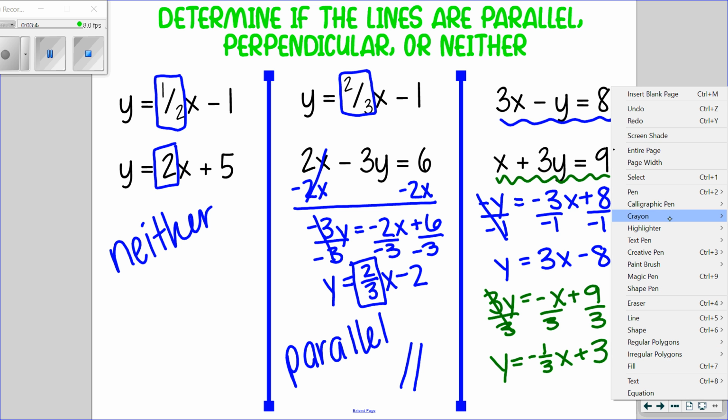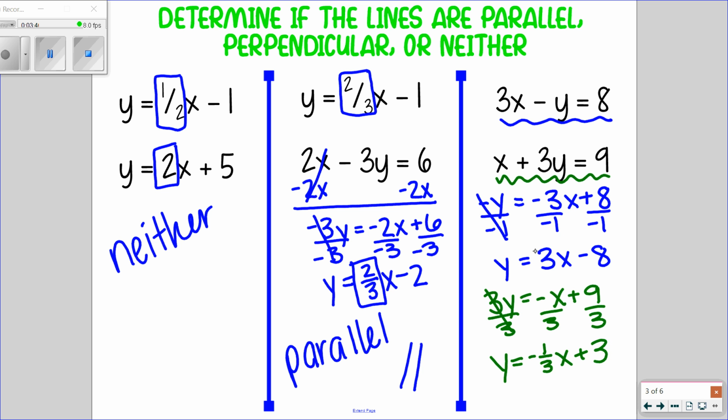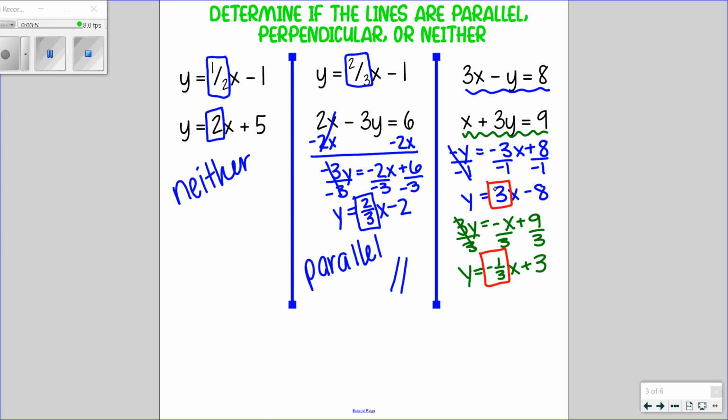So if we look at our slopes here, we have a positive 3 slope and a negative 1/3 slope. So these two slopes are reciprocals of each other and they have the opposite sign. So these ones are going to be perpendicular. And I'm a really bad speller, so I'll let you spell perpendicular.